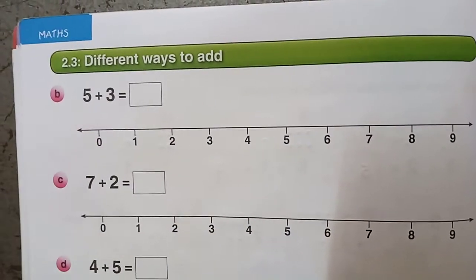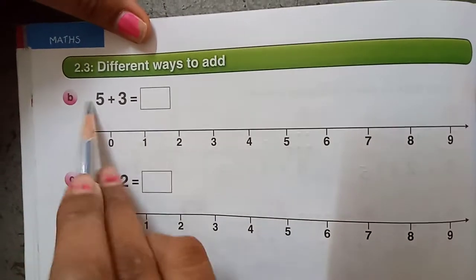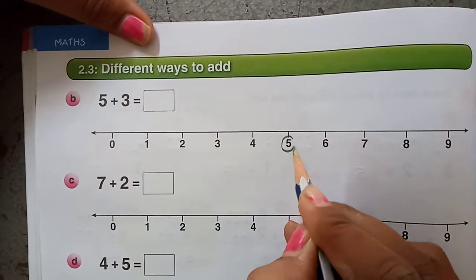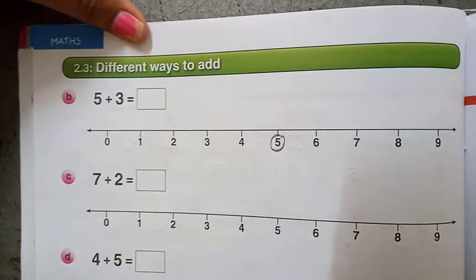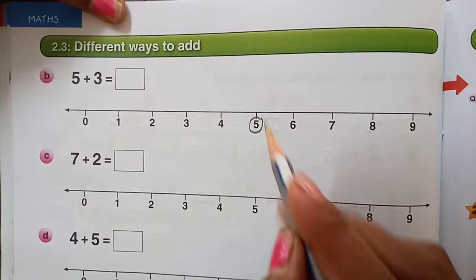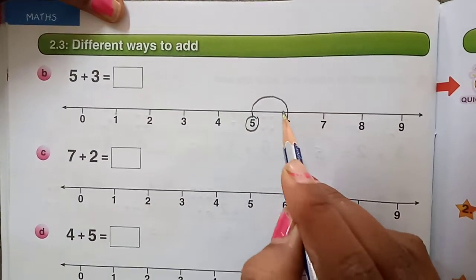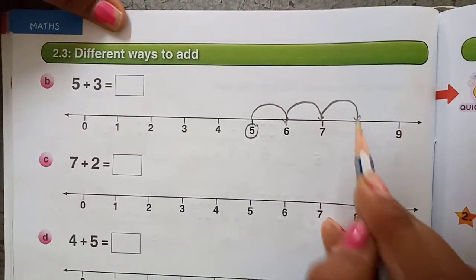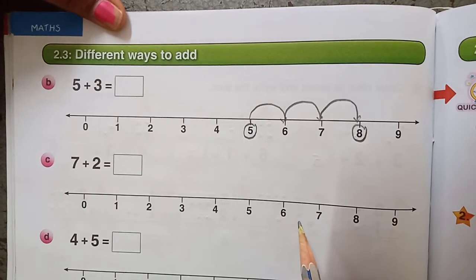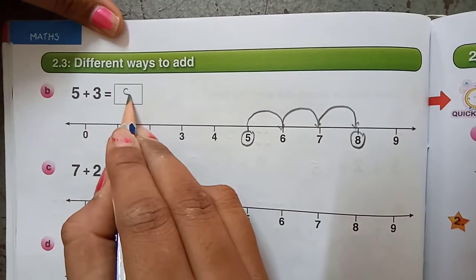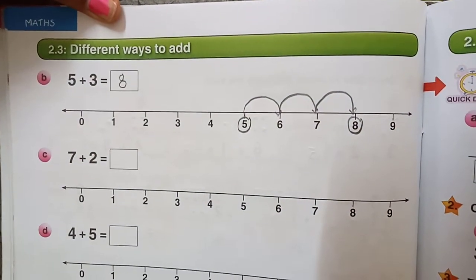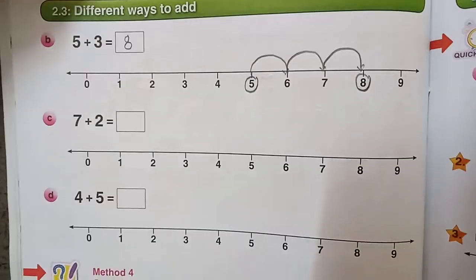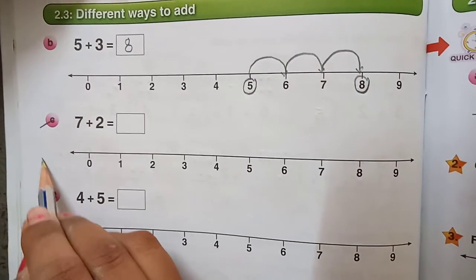Next, 5 plus 3. By seeing the first addend, we have to circle the number. Then how many jumps do I have to take here? 3 jumps. First jump, second jump, third jump. Where did we reach here? I reached on the number line 8. This is our answer. Like this, the remaining 2 are homework for you.